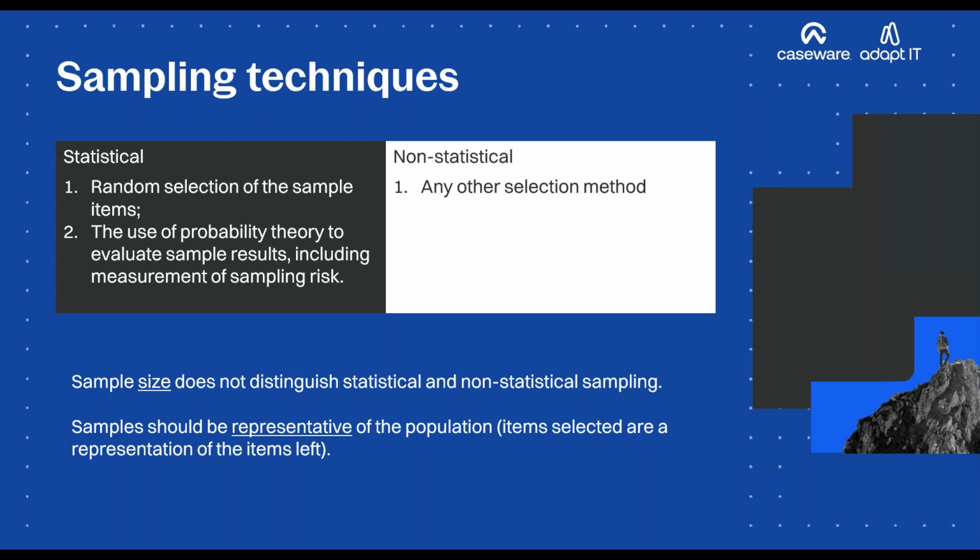Now, important is that for the sample size, when determining how many items to test, we don't distinguish between statistical and non-statistical sampling. We use the same method to determine how many items to test. And then as I mentioned before, the sample should be homogeneous and representative of the population. So the items that are selected should represent the items that are left. Basically, the items in my population should not have some a higher and some a lower risk of being right or wrong. All right. Good, that is a mouthful.